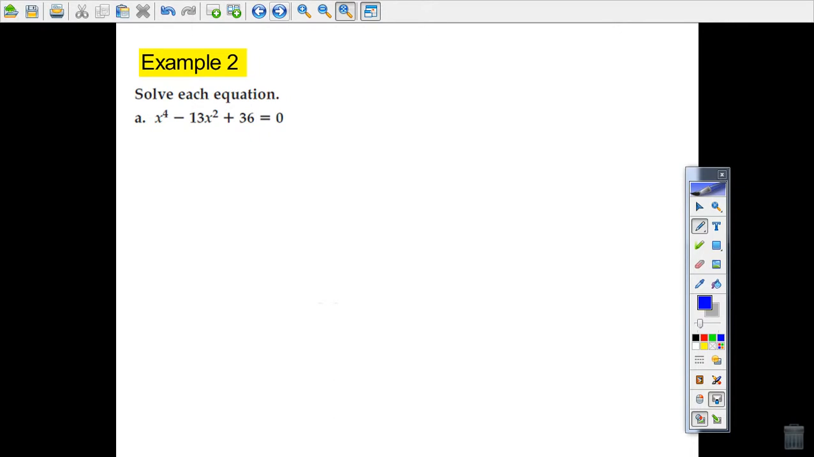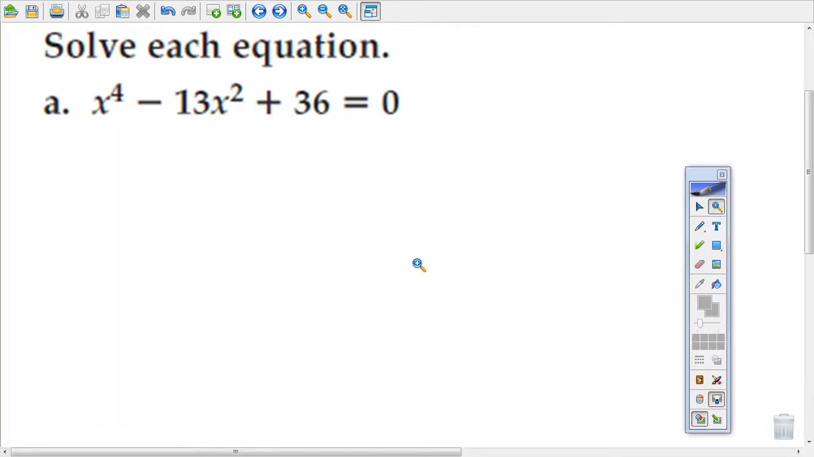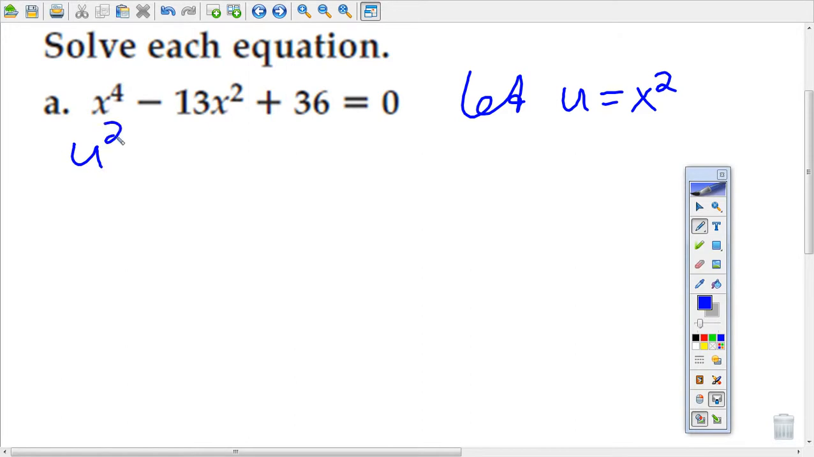Example 2. I have to solve this equation. It is currently in 4th degree. And can I make it so that it's quadratic? The answer is yes, I can. What should I let u equal? Yes. So you can make a little note. Always write the note down of what u equals. Let u equal x squared. And then I will rewrite this with a u. U squared minus 13u plus 36 equals 0.